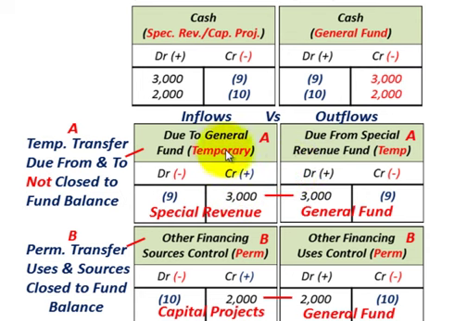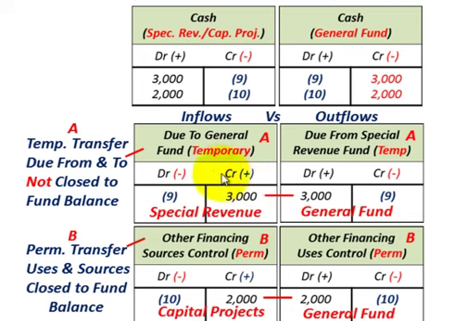Okay, so remember, for temporary differences, you have to set up, for your outflows, for the fund that's sending out the cash to the other fund, in this case, a due from, the special revenues fund. And then for the inflows of the fund that's receiving the cash, you do the due to, in this case the general fund that's sending the cash.